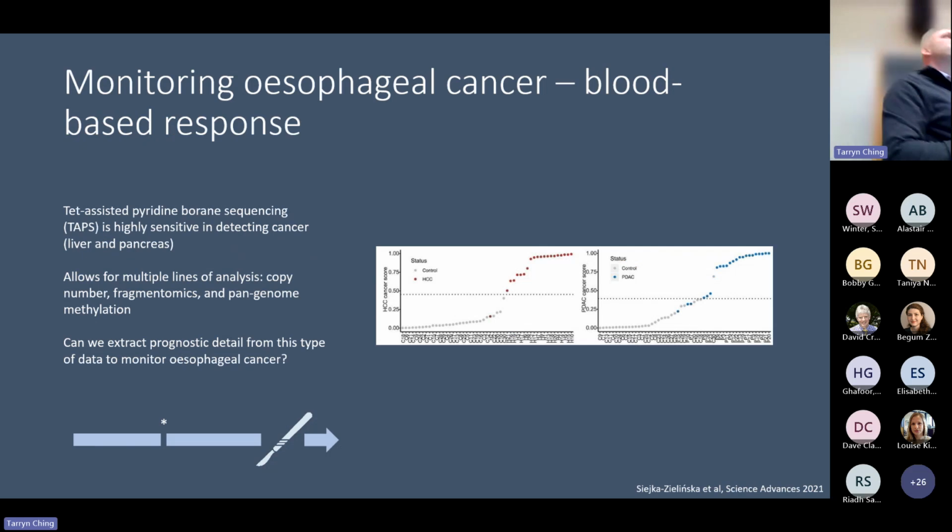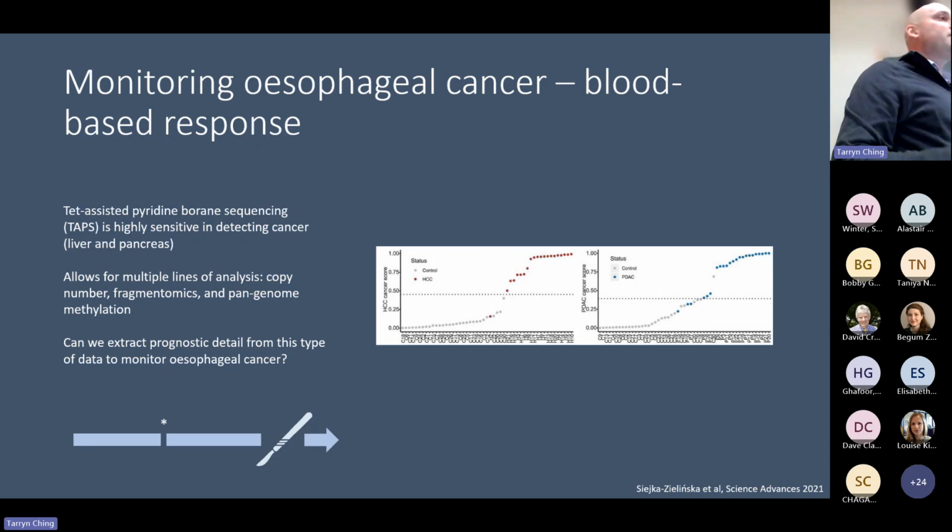Obviously, taking tissue biopsies to measure response is a bit annoying for patients and not that flexible and agile, especially in a palliative setting. So the next level that we were really interested in is, can we do this in blood? Can we monitor tumor response and monitor cancer in blood?